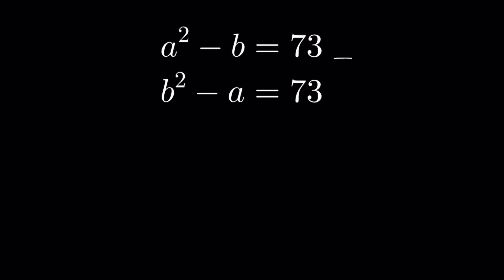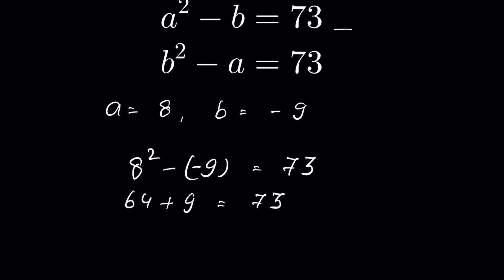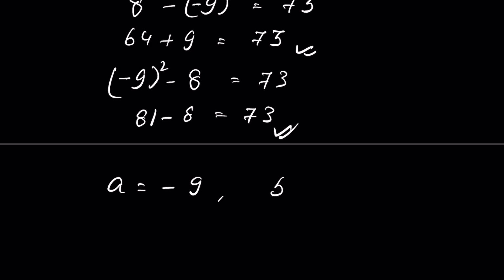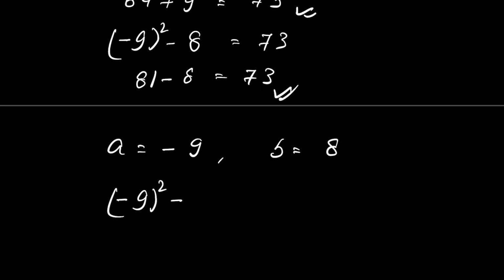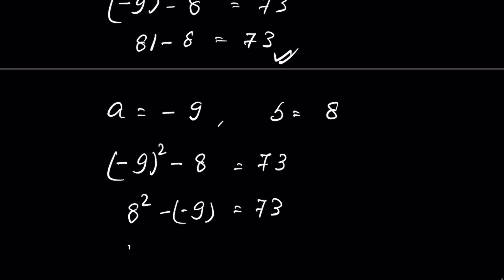We can verify this answer. When a is equal to 8 and b is equal to minus 9, then 8 square minus minus 9 is equal to 73. 8 square is 64, minus minus is plus, equal to 73. B square minus a, b square is minus 9 square minus 8, minus 9 square is 81, minus 8 is 73. So answer is verified. When a is equal to minus 9 and b is equal to 8, so minus 9 square minus 8, again 81 minus 8 is equal to 73, or 8 square minus minus 9, 8 square is 64 plus 9 is equal to 73. So answer is verified.